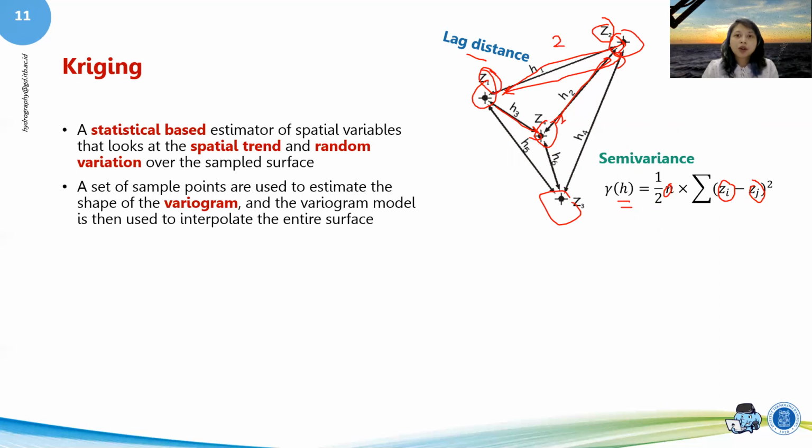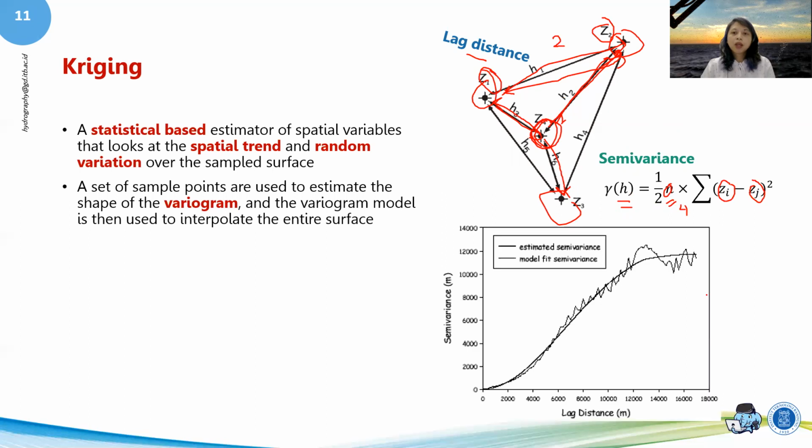But for example, if you want to make it here, then you will have Z4 minus Z2, you will have Z4 minus Z1, and then Z4 minus Z3, and the N then would be 4, for example. So basically, you will have a graph of the lag distance, that's the blue one, compared to the semi-variance that you computed, okay? And then you will basically make a fit model from your actual plot. So it's quite complicated, but don't worry about it because basically this is the idea of what is behind it.